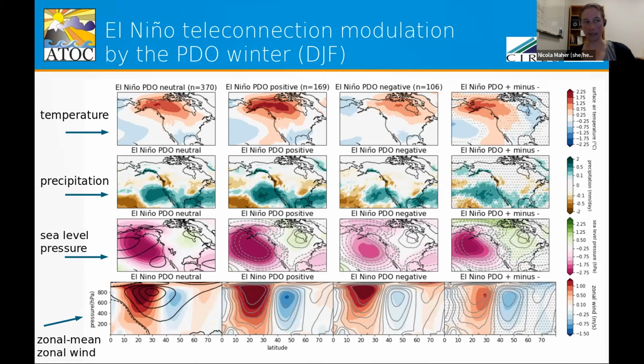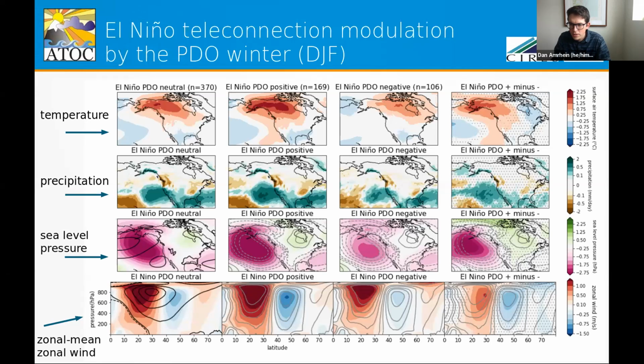That's those red anomalies. And again, we can see that when the PDO is positive, these El Nino anomalies are enhanced, causing an enhancement of the storm tracks, which brings more precipitation onto the California coastline. And when the PDO is negative, the teleconnections are weakened.